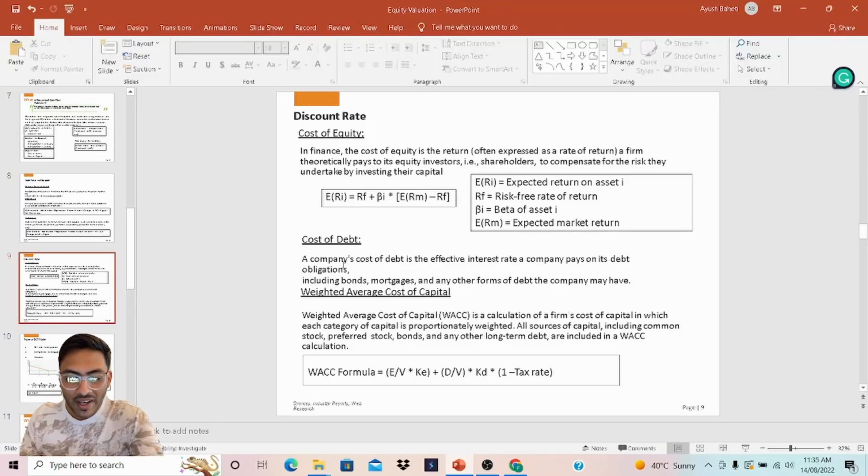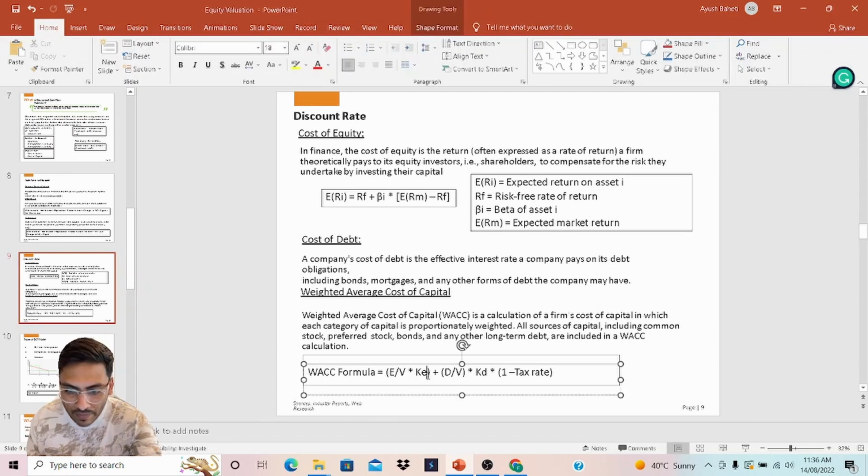The cost of debt is easy because cost of debt is nothing but the interest rate on the loan. A company's cost of debt is the effective interest rate a company pays on its debt obligations, including bonds, mortgages, and any other form of debt the company may have. Now, to calculate the cost of capital, we will use the WACC formula. WACC stands for weighted average cost of capital.